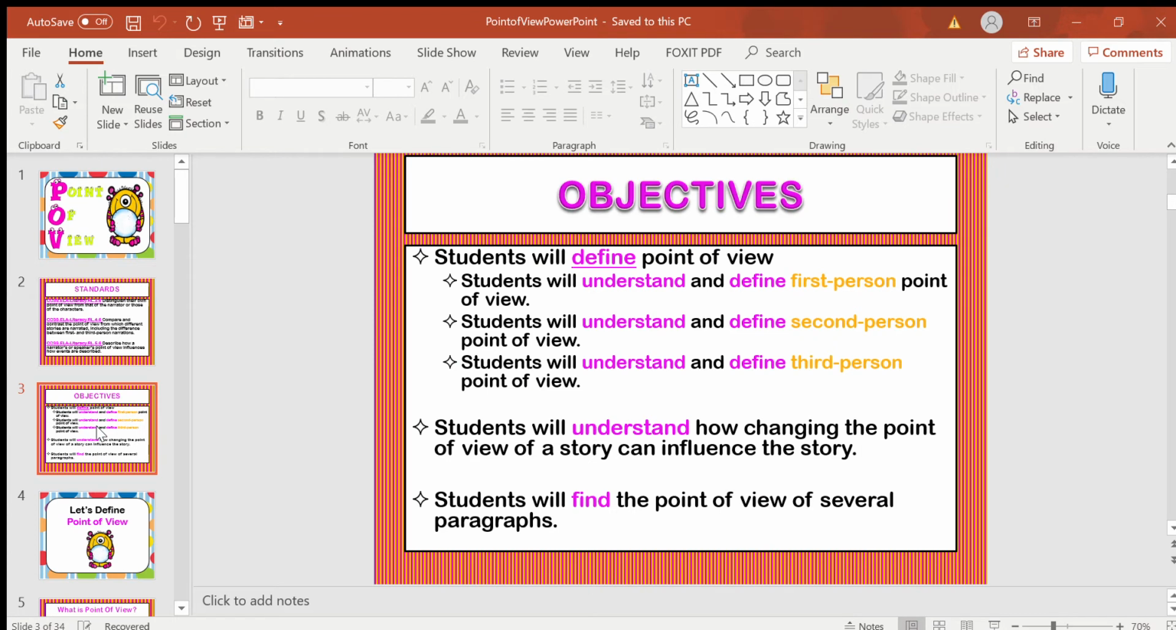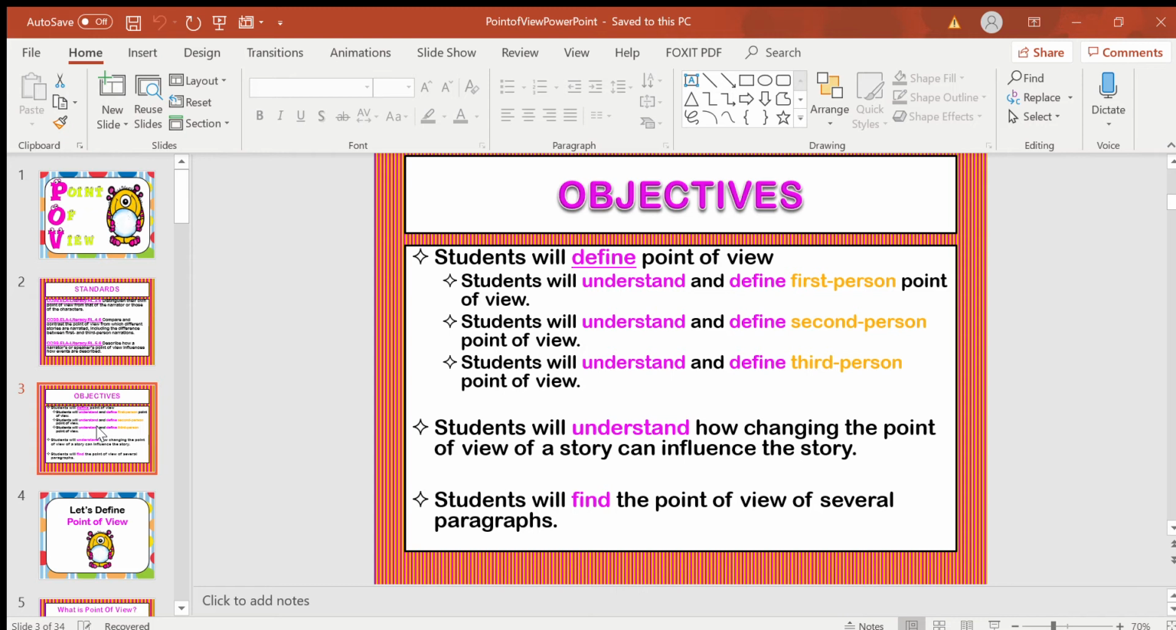Students will be able to define point of view. You will be able to understand and define first person point of view, understand and define second person point of view, and understand and define third person point of view. So there are three different types of point of view: first person, second person, and third person. And we're going to dive into each of them today. Students will understand how changing the point of view of a story can influence the story.